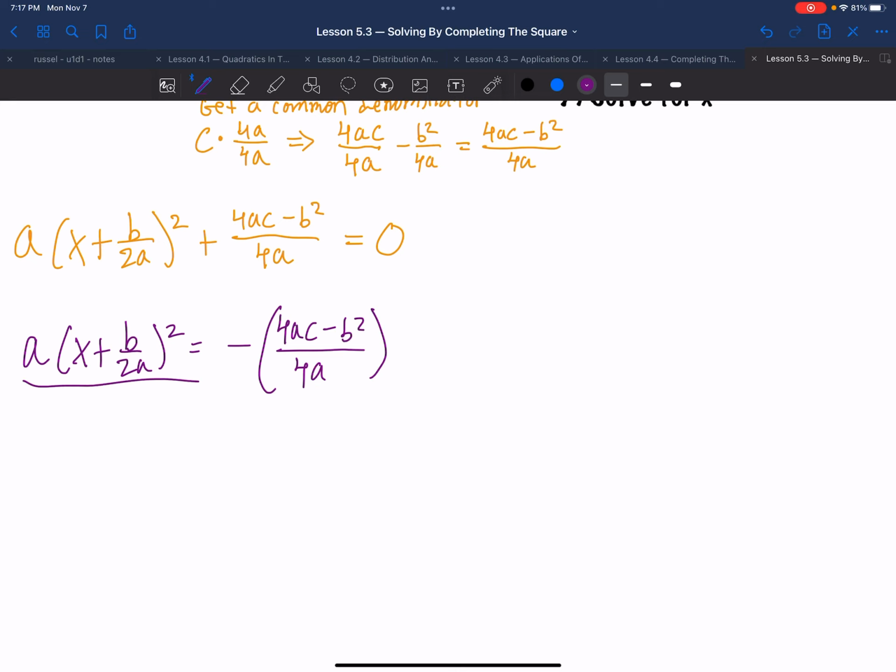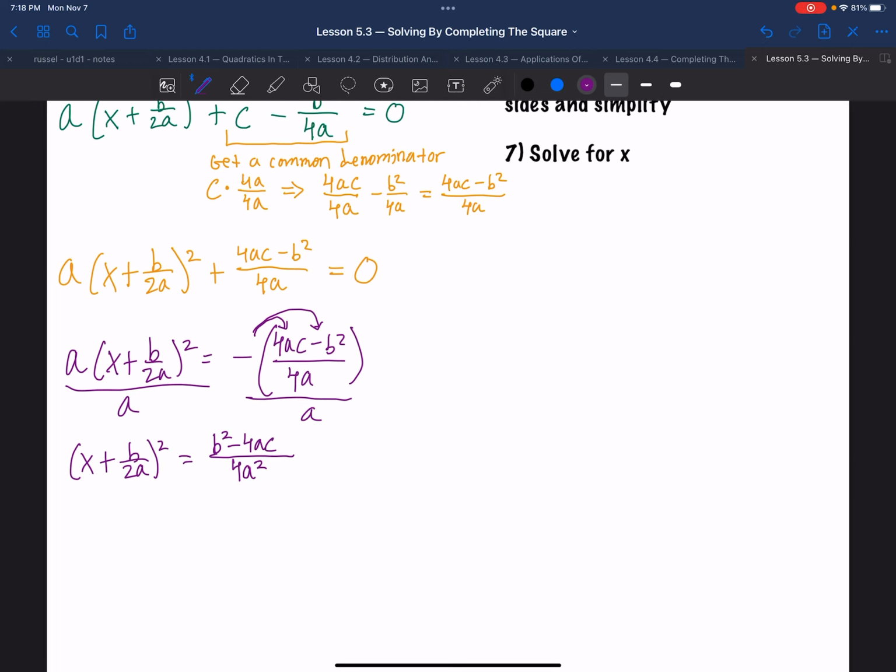From here, divide both sides by A. And what you should get is X plus B over 2A squared equals... Now I'm going to do a couple things here. I'm going to distribute this negative here and here, just because I want to. And this equals B squared minus 4AC over 4A over A is 4A squared. Okay.